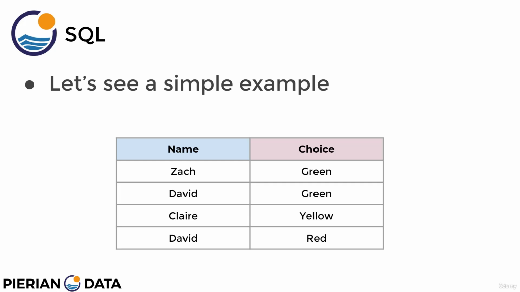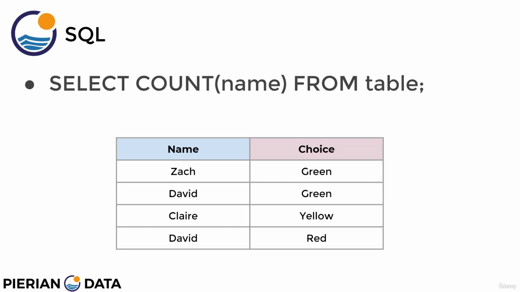Let's see a simple example. Here again we have that table with a couple of names and then their color choice. Let's imagine we called select count(name) from table. Notice here count does need the parentheses because it's a function acting on something. So it won't work without the parentheses. Keep that in mind.